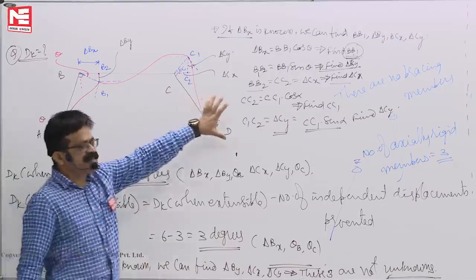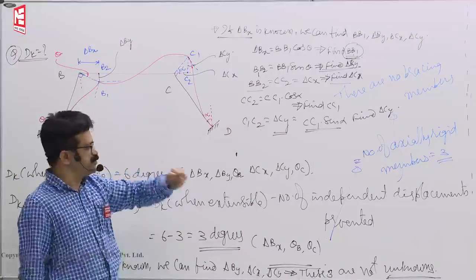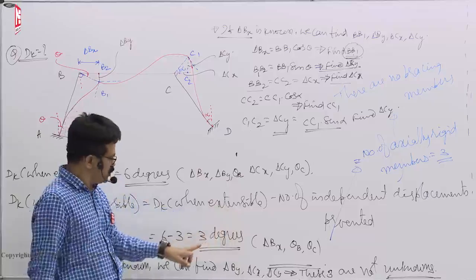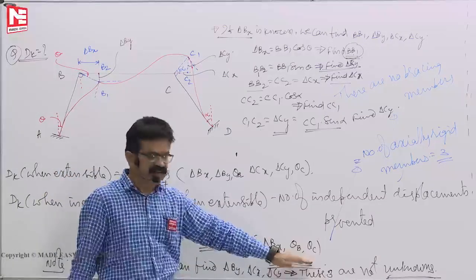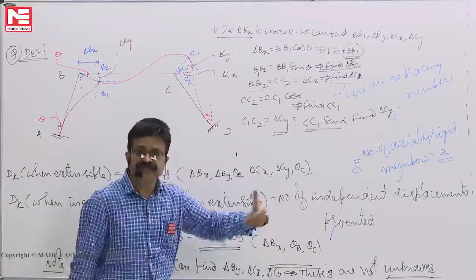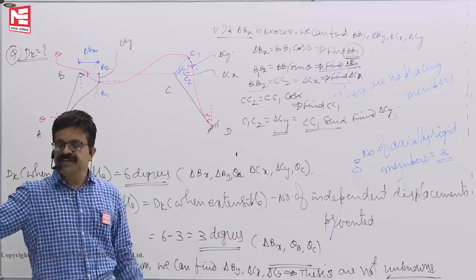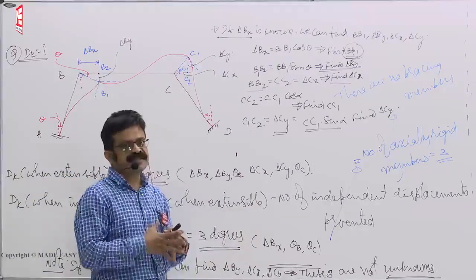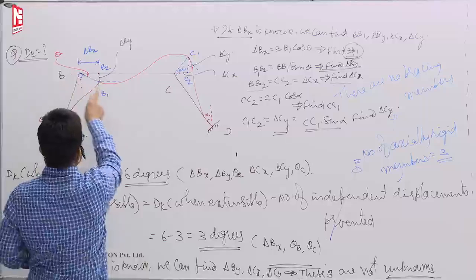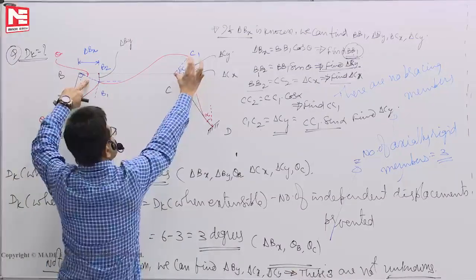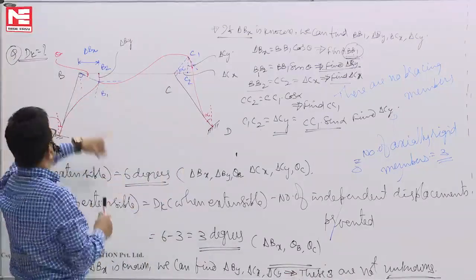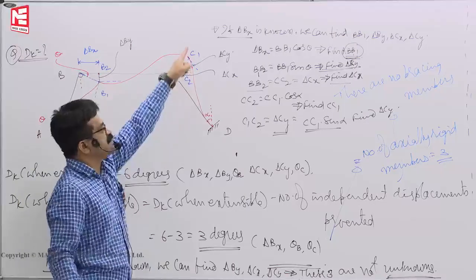This is only to understand which three displacements we have removed, which three displacements are existing. If I know these three, how to find the other one? Actually, in the moment distribution method, we require this one. If this displacement is delta, what is CC1 displacement? If BB1 is delta, what is CC1?